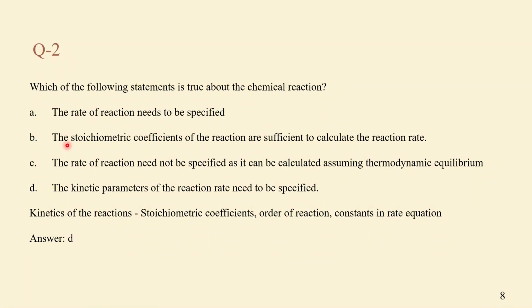The stoichiometric coefficients of the reaction are not sufficient. We need to know that as well. It is one of the things, but it is not sufficient to calculate the reaction rate. Here we are dealing with the chemical reaction. So what is required on the whole is that kinetic parameters of the reaction rate associated with that particular reaction need to be known to have a complete knowledge of the system.